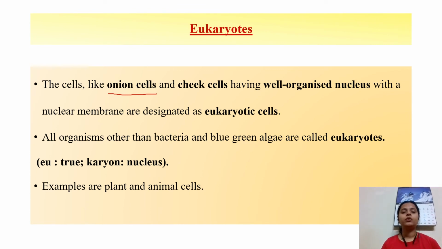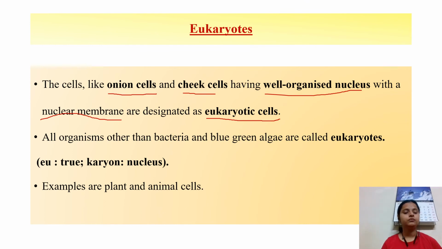The cells like onion cells and cheek cells have a well-organized nucleus. In the prokaryotic, the nucleus was not well defined and well organized, isn't it? But in eukaryotes, the nucleus is well organized with a nuclear membrane. Cells with a nuclear membrane are designated or known as eukaryotic cells.